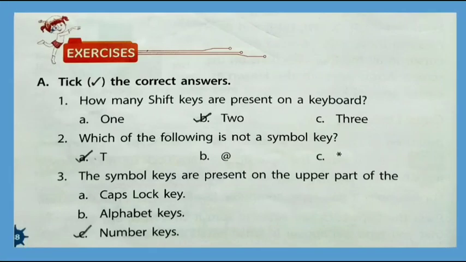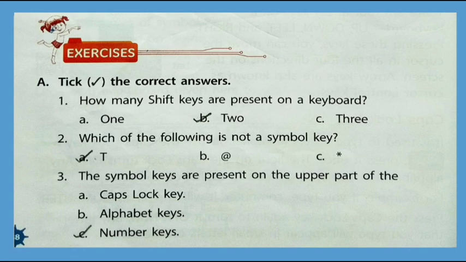Now, let's do the textbook exercise. Tick the correct answers. How many shift keys are present on a keyboard? So, there are 2 shift keys present on a keyboard. Question number 2. Which of the following is not a symbol key? So, capital T is not a symbol key.